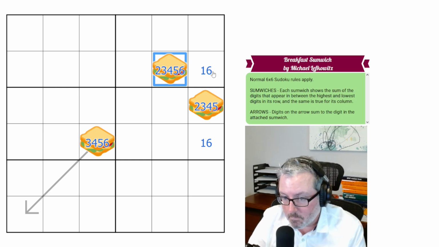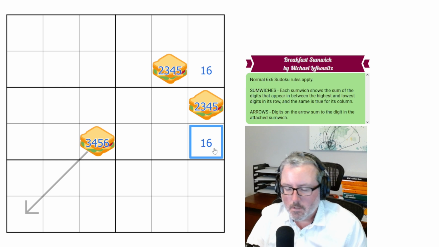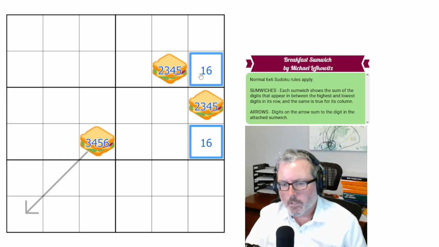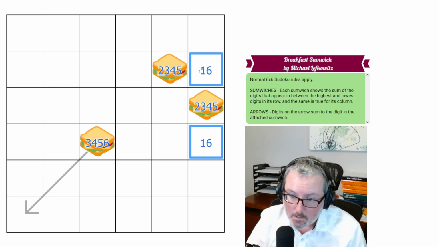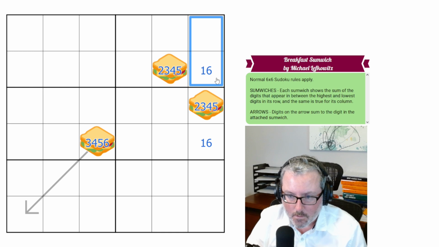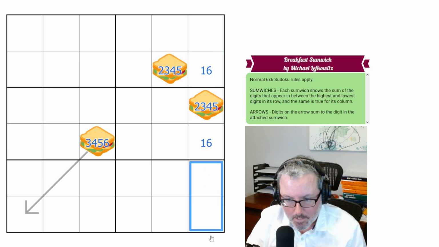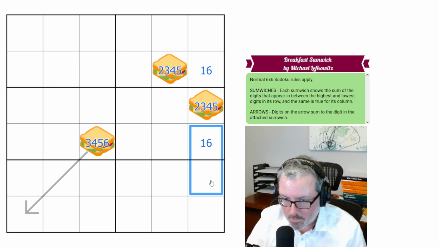Because if this was the 1, this couldn't be a 6, and if this is a 6, this couldn't be a 6. So I think what I was looking at as a possibility actually is what it has to be, because there's no other way to make this column work. Like I said, you can't make this 1, 6, you can't make this 1, 6.